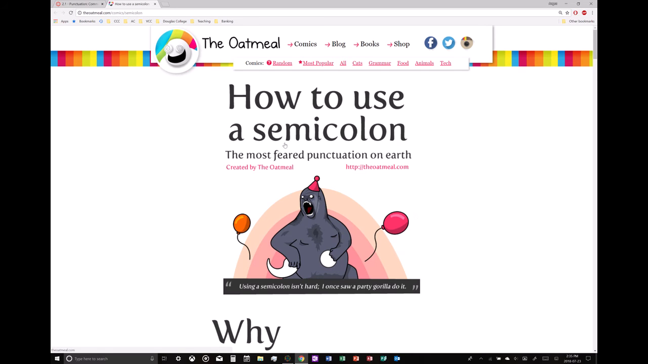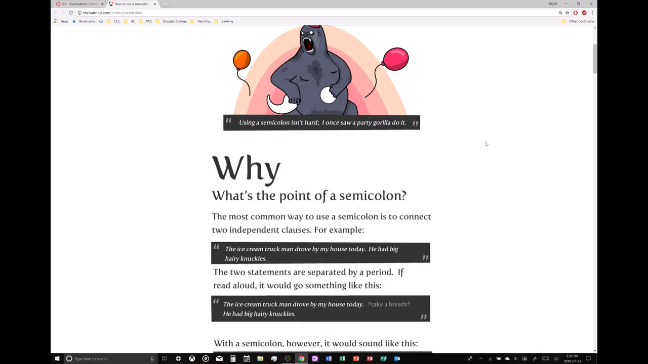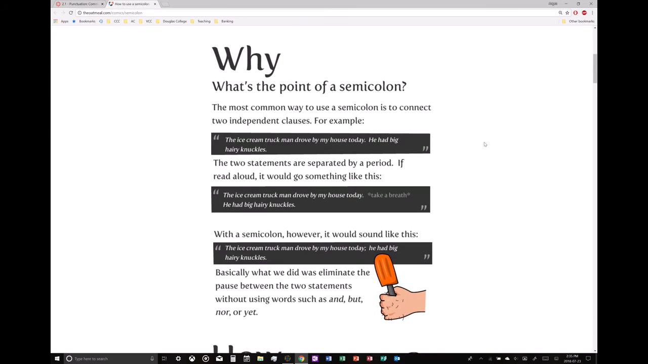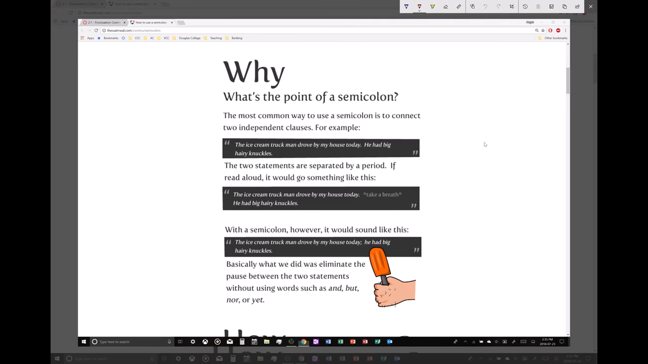According to this website, people are afraid of using semicolons, but it's actually very useful in academic writing, and we're going to look at that now. So, here's the first question. Why use a semicolon at all? I mean, we have commas and we have periods, so there's a reason for using them, and in this lesson we're going to learn why. We use a semicolon to connect two independent clauses together.